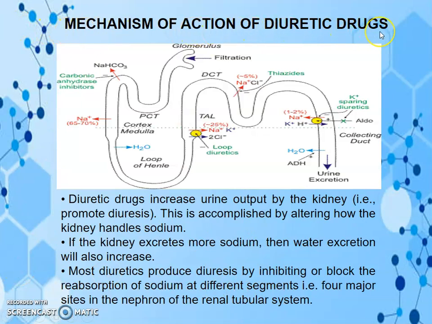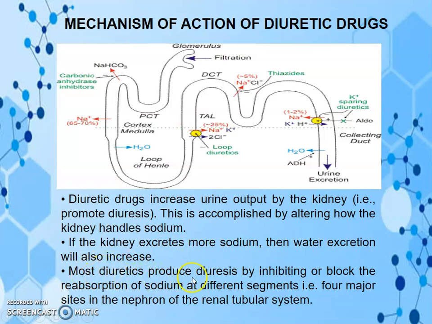Mechanism of action of diuretic drugs. This is the diagram which shows the mechanism of diuretics, and diuretic drugs mainly act on four sites, that means carbonic anhydrase inhibitors, loop diuretics, thiazides and potassium sparing diuretics. Diuretic drugs increase urine output by the kidney, that is, they promote diuresis. This is accomplished by altering how the kidney handles sodium. If the kidney excretes more sodium, then water excretion will increase.